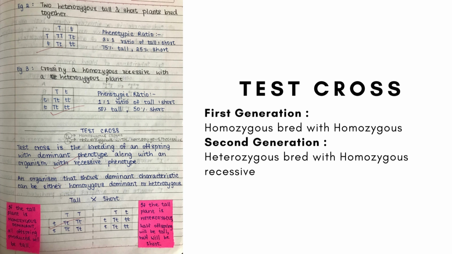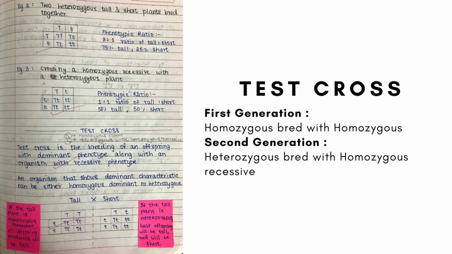A test cross can be used to determine the unknown genotype of an organism by analyzing the ratio of phenotypes in the offspring. So for the first generation, we will breed a homozygous dominant with a homozygous recessive, and in the second generation, we will breed the heterozygous with a homozygous recessive.